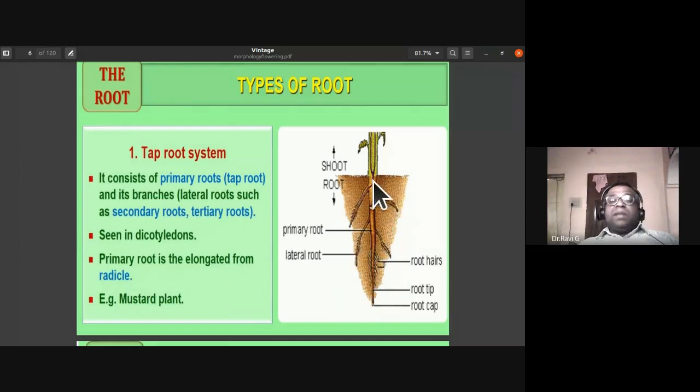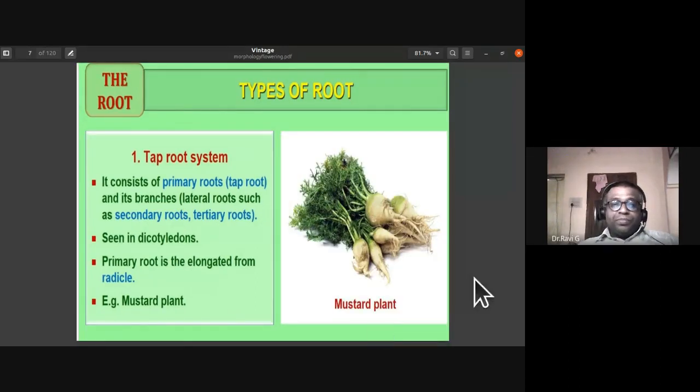Primary root is the elongated form of the radicle. So the primary root is formed by the elongation of the radicle. Example is mustard plant. So in mustard plant, you can notice that.